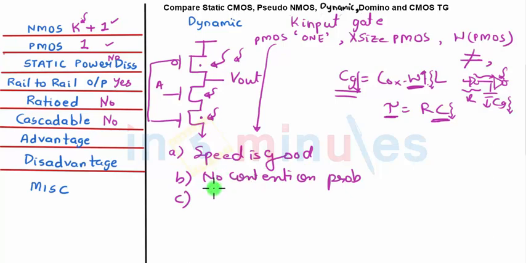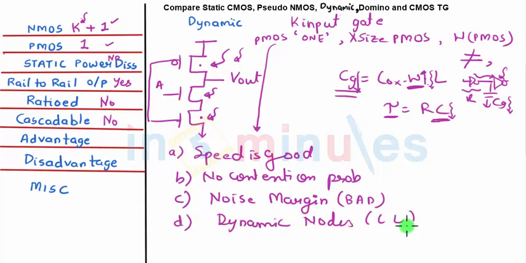However, you know that we have already studied noise margin is bad during the evaluation phase, and that's the reason we had studied the need of keeper circuit. So noise margin is bad, and we also know that they have dynamic nodes and the problem of charge leakage, correct? So these are some of the advantages, disadvantages of dynamic.